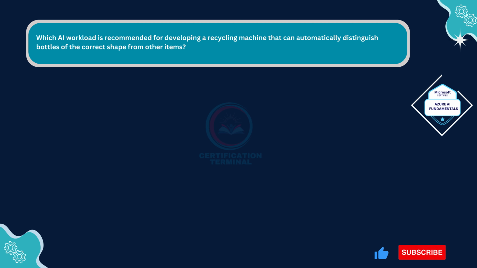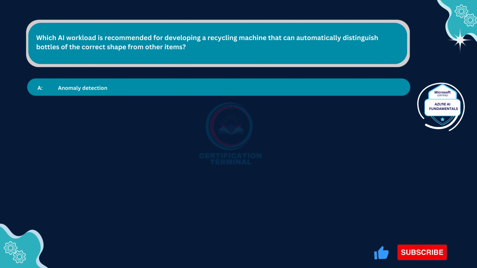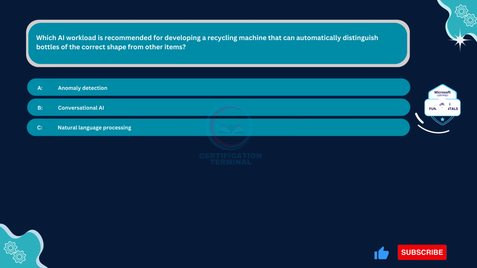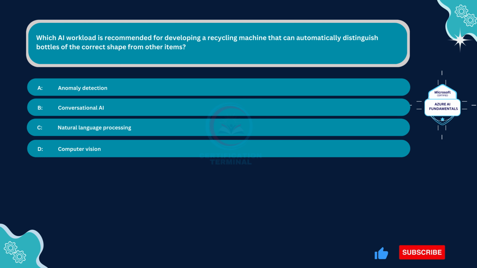Which AI workload is recommended for developing a recycling machine that can automatically distinguish bottles of the correct shape from other items? Option A, Anomaly detection. Option B, Conversational AI. Option C, Natural language processing. Option D, Computer vision. The correct answer is Option D, Computer vision.